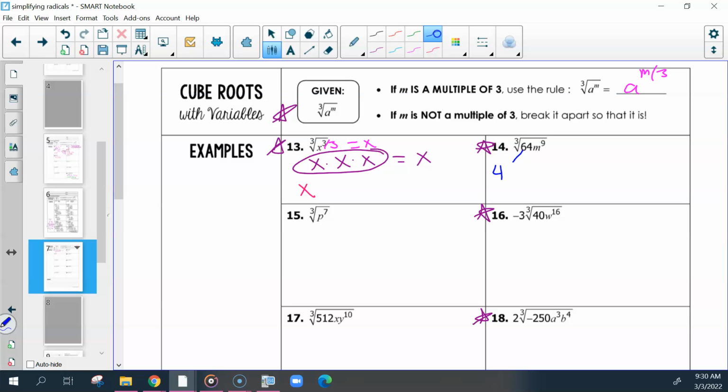And I'm going to do the variables, all three methods. You pick which one you like best. 9 is a multiple of 3, so I could divide that by 3 and get what? 3. So that would be m to the third. M to the ninth would be 9 sets of m's. I'm going to draw that really fast.